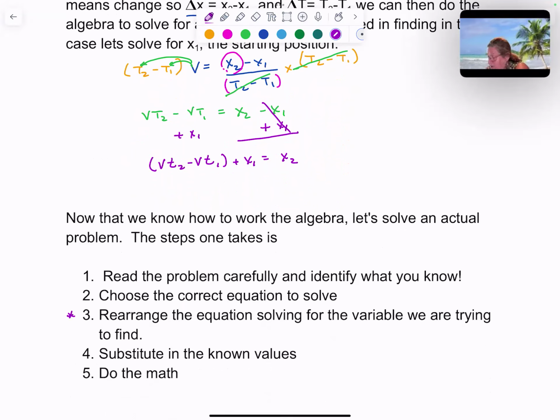Well, that didn't solve me for V yet. I still have V that I need to isolate. But now I can undo that multiplication by dividing both sides by the density. So volume is mass over density. I take my mass, 125 grams, divided by my density, 0.95 grams per centimeter cubed.